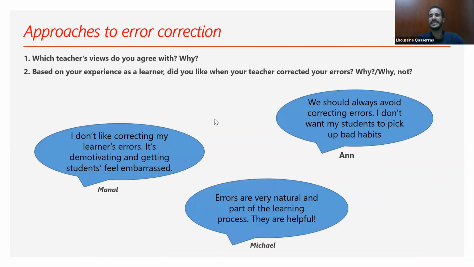Great. The next one. Now let's see the approaches to error correction. There are three approaches to error correction. The first approach, Manal, the second, Anne, and Michael. So number one, which teacher's views do you agree with and why? And number two, based on your experience as a learner, did you like when your teacher corrected your errors? Why or why not? So please, I want you to take a picture of this slide because I'm going to put you in groups and then I will give you 5 minutes to discuss together. So please take a picture and let me know. Then I put you in groups. You can share it on the WhatsApp group, please.